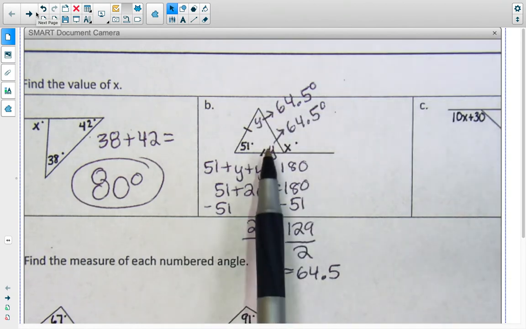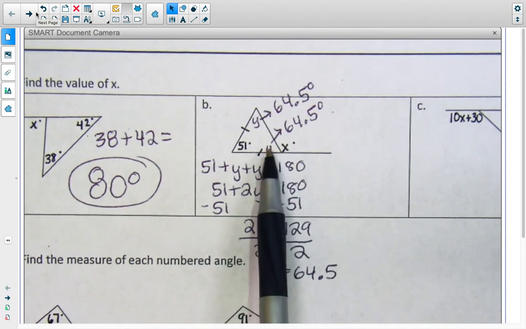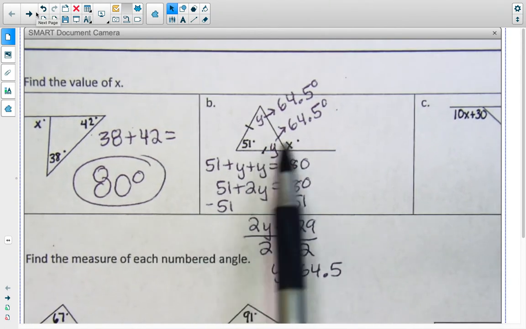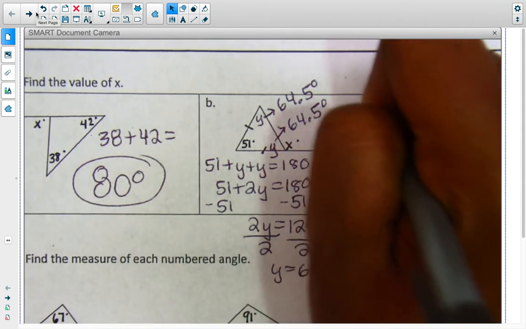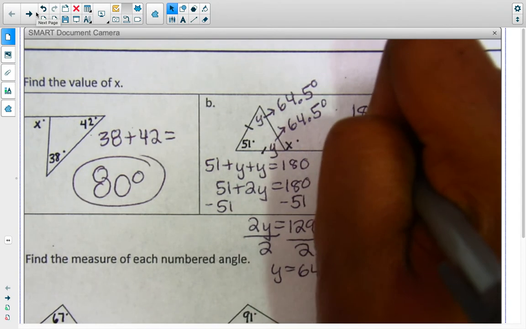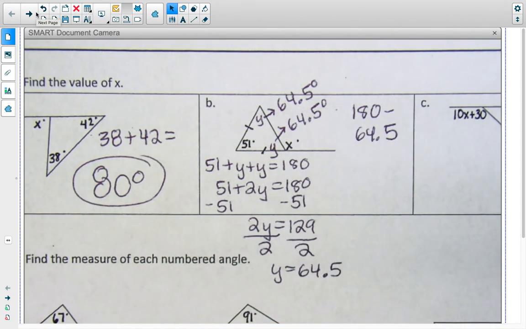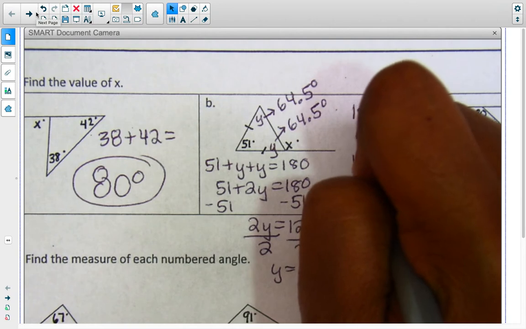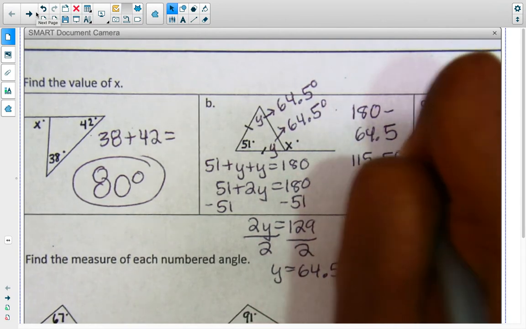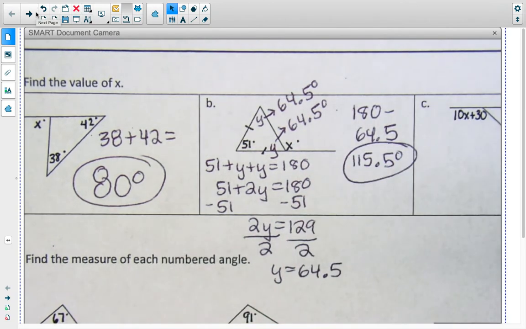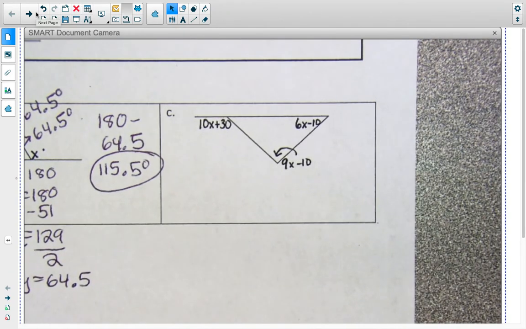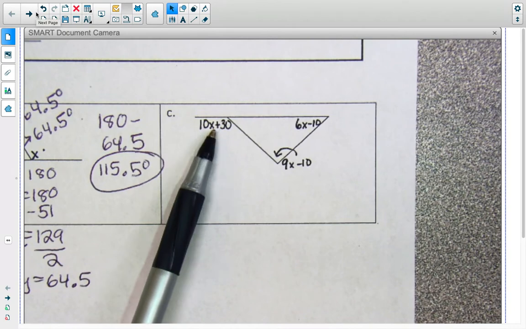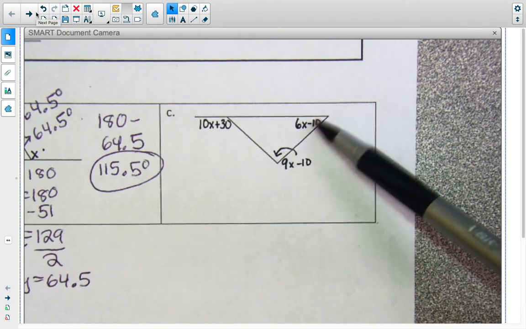Or I know that these two angles form a linear pair. So I can just do 180 minus 64.5. So that's the route that I'm going to go because it's a little easier. So if I do 180 minus 64.5, it'll give me the measure of angle x. And I got 115.5. So 115.5.